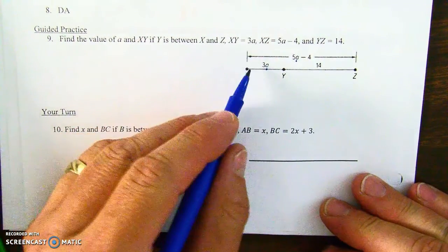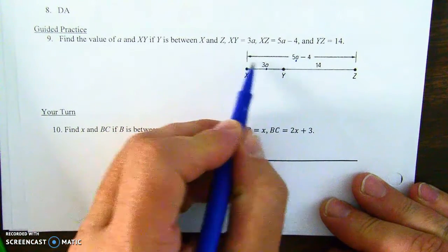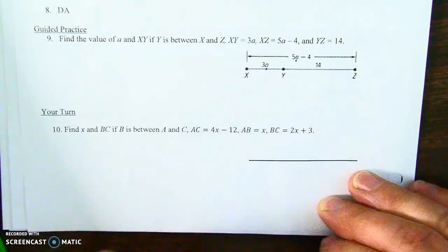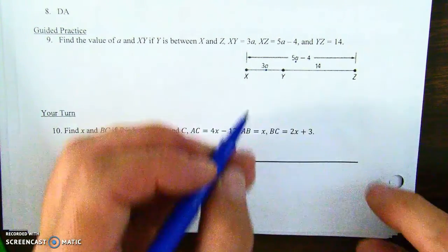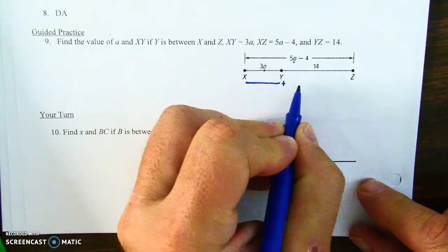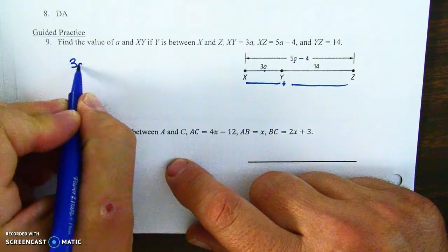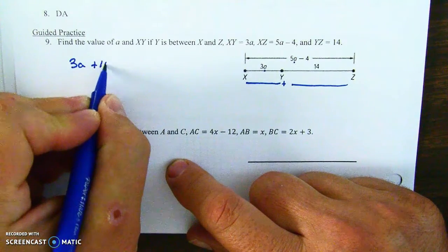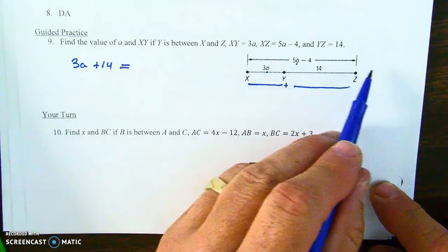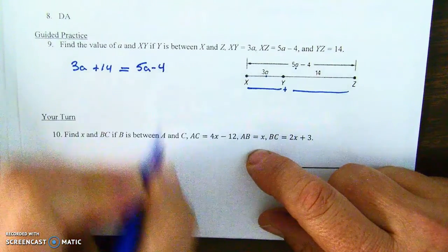Okay. X and Z are the two endpoints here. So we know that XY is 3A, and we know the whole length of XZ is this, and then we know YZ is equal to 14. So we've got to solve this. Basically, we're going to take this part and add it to this part. So it's going to look something like this: 3A plus 14 equals, because we know that the whole length of this is 5A minus 4.